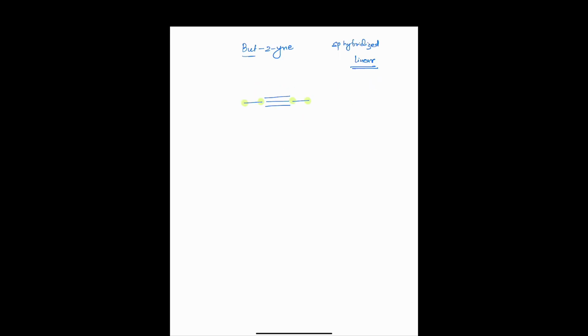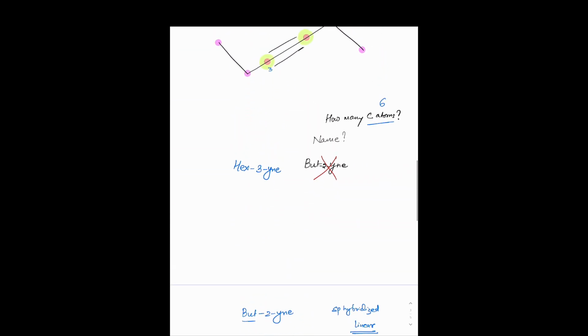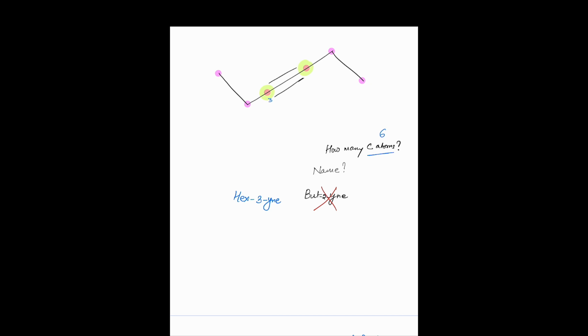Now if we go back to our question, we can see a similar structure over here. So there are 4 carbon atoms present here. Then the remaining 2 carbon atoms are attached in zigzag fashion. So this is the structure of hex-3-yne.